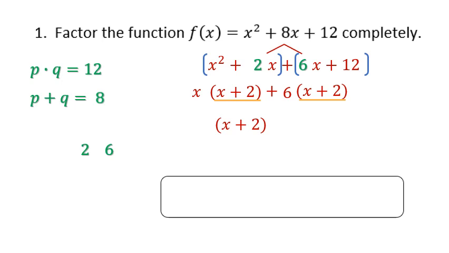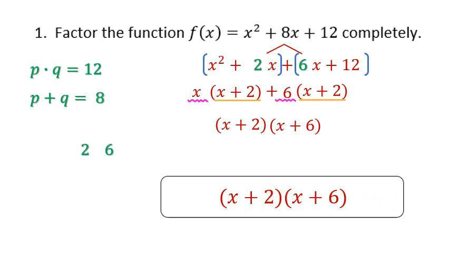What goes in our other parentheses? Well, that's the leftover stuff, the stuff we pulled out earlier, the x and the 6, so x plus 6. And that's it. That's our answer. X plus 2 times x plus 6. Now, before we go too far, notice that 2 and 6 in our answer. We've seen those before. We've seen them right over here. They were our p and q.